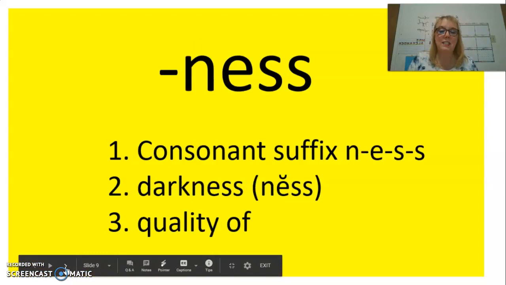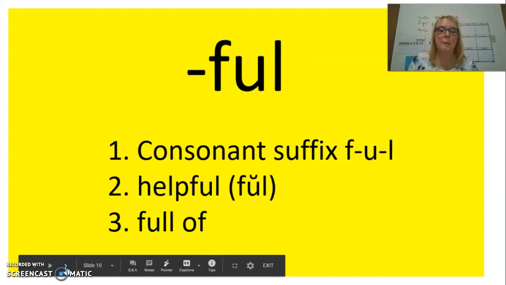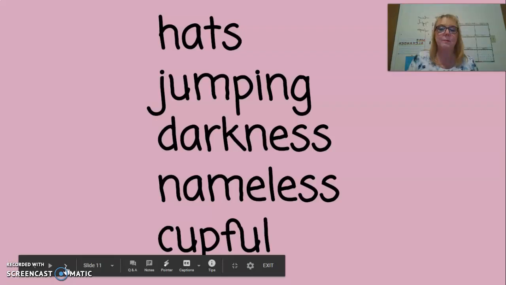Ness. Consonant suffix NESS. Like darkness, ness. It means quality of. Full. Consonant suffix full. Like helpful, full. It means full of.